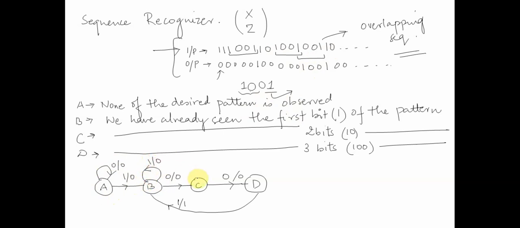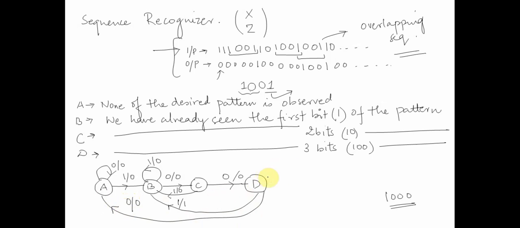What if we are in C and 1 comes? What would happen in case we have 101? Basically we will go back to state B only, where we say that okay, 1 has been identified, right? What happens if we are in state D and 0 comes? If we are in state D and 0 comes, the pattern would be 1000, which means that we are nowhere closer to any overlapping sequence. This is an unknown state. So from D we will directly move back to A, with 0 input, 0 output. Correct? This is the state diagram for this particular sequence recognizer.